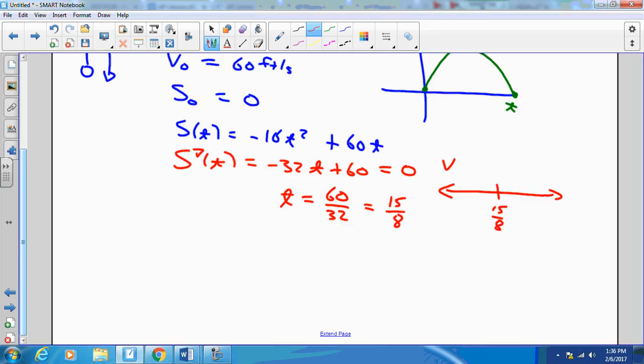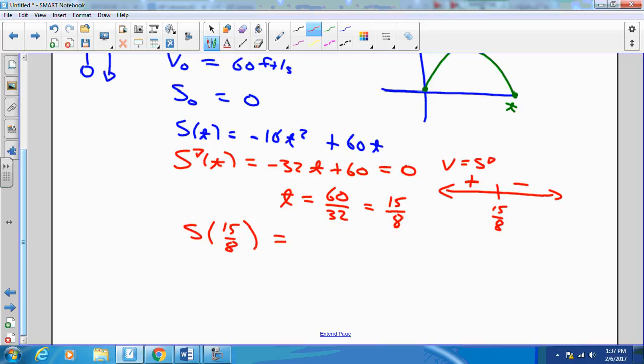When t is equal to 0, my velocity is positive 60. And when t is equal to 2, my velocity is negative 4. So you can see that we have a legitimate max because the velocity is positive until 15/8 and negative thereafter. So now, how high will it go is a matter of finding the position. Yes, that's right. It's an S prime number line because velocity is S prime. And we're doing our sign of S prime argument.